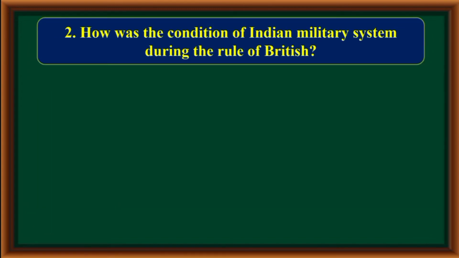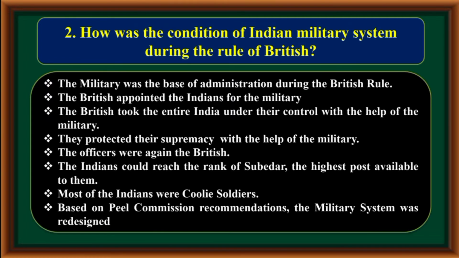How was the condition of Indian military system during the rule of British? The military was the base of administration during the British rule. The British appointed the Indians for the military. The British took the entire India under their control with the help of the military. They protected their supremacy with the help of the military. The officers were again the British.